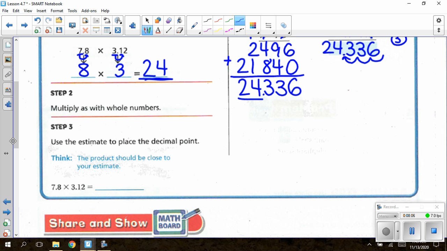So I do know if I would multiply 7 and 8 tenths times 3 and 12 hundredths, I would get the answer of 24 and 336 thousandths.